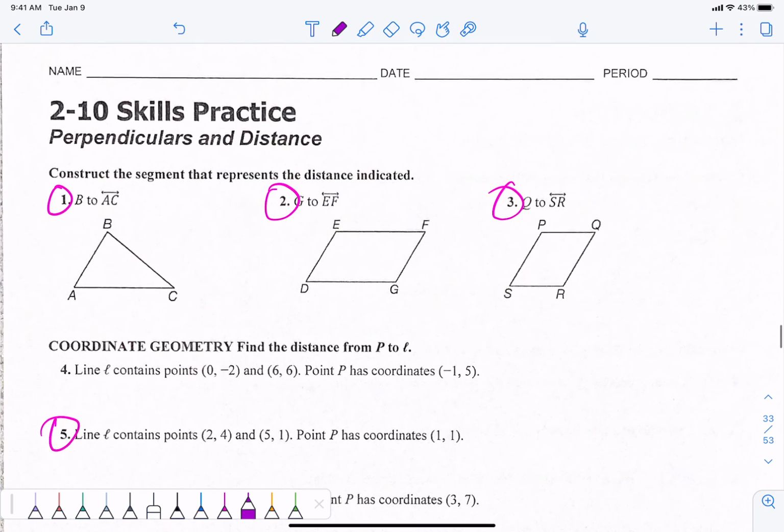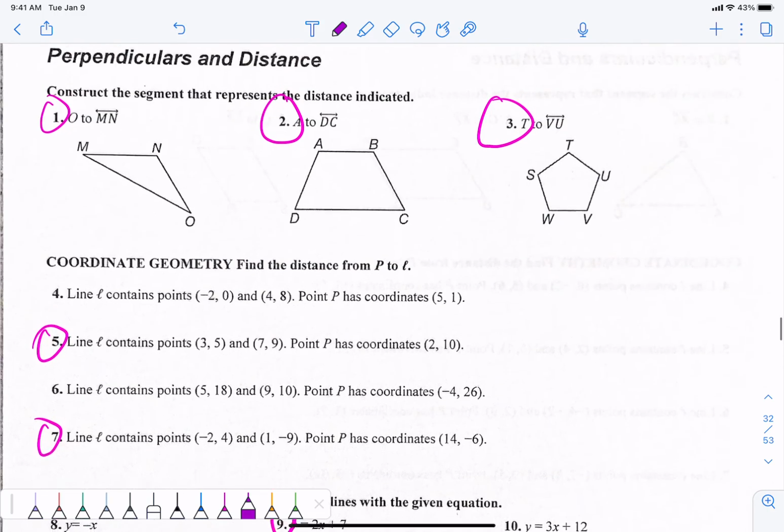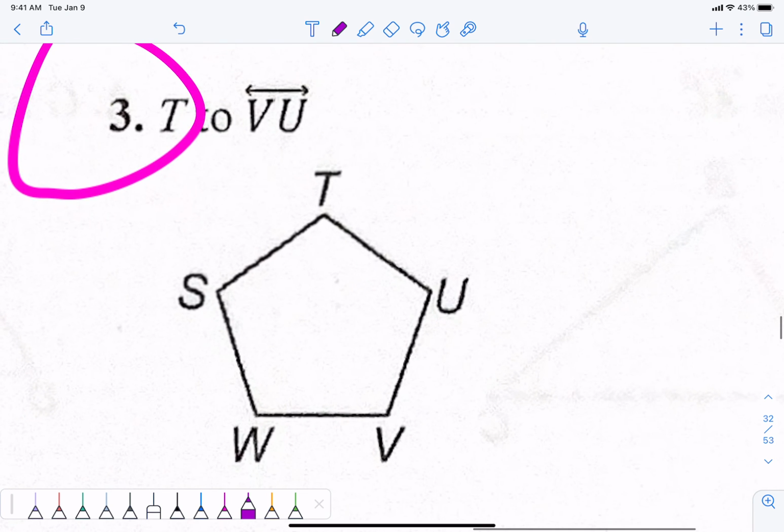All right, before we stop this video, I want to talk about practice side number 3. This is what this looks like. They want you to draw, or sketch, a perpendicular from T to line UV. Number 3. From T to line UV, or VU, whatever. It's going to be outside, so you have to extend this line out a little ways, okay?